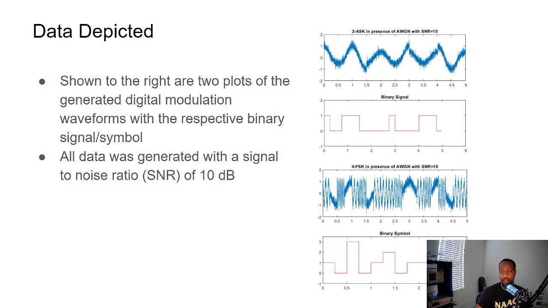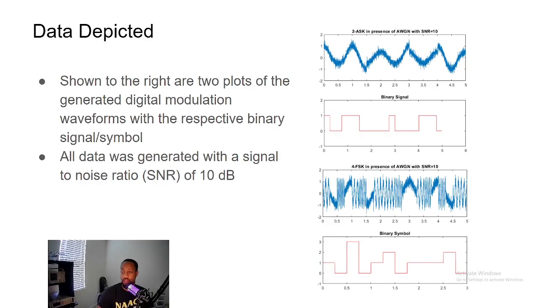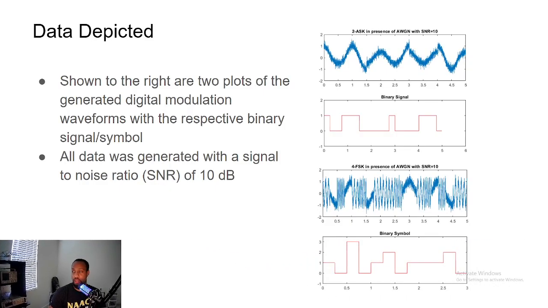Here to the right, I just wanted to show you all, let me move my window to the left here so you guys can see it. Here I want to show the signals I generated. For the top one, I have amplitude shift keying that's been corrupted with additive white Gaussian noise to simulate a real channel.